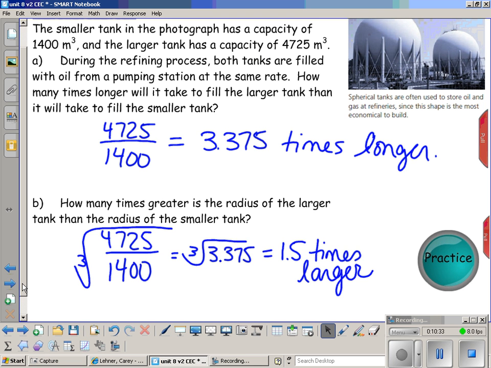So scale factor represents a linear dimension. Surface area, you square the scale factor. Volume, you cube the scale factor.